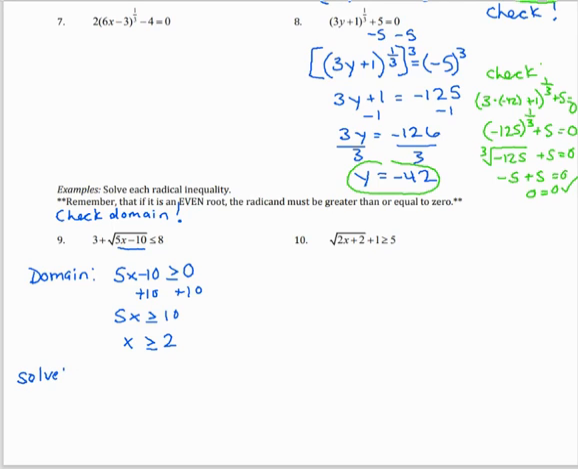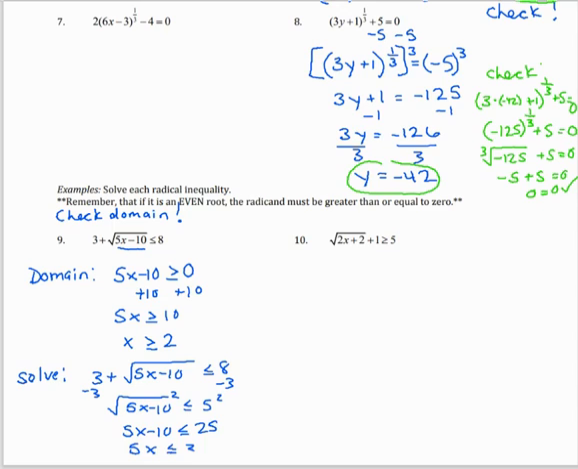So now I'm going to rewrite this problem. 3 plus the square root of 5x minus 10 is less than or equal to 8. We'll solve, so I'll subtract 3. We get the square root of 5x minus 10 is less than or equal to 5. Now I will square both sides. So we get 5x minus 10 is less than or equal to 25. I'll add 10, so 5x is less than or equal to 35. And then I will divide by 5, which gives me that x is less than or equal to 7.